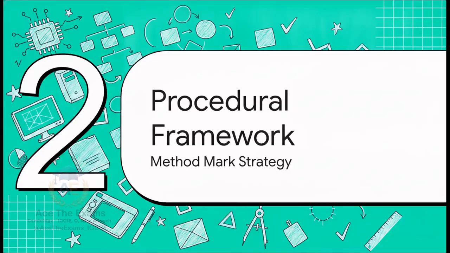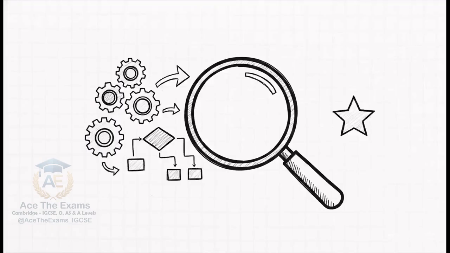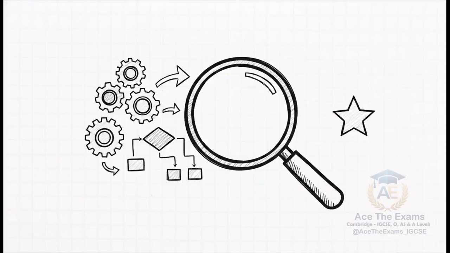Moving on to Section 2, the procedural framework, the method mark strategy. All right, so we've got the theory. Now, how do we execute this on paper to guarantee extraction of those marks? This is where we transform those red pen corrections into green check marks.